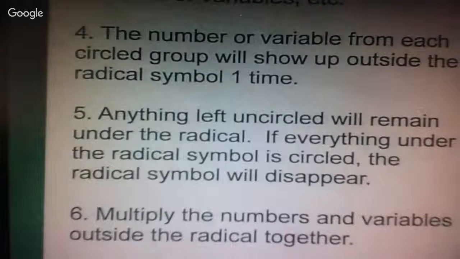Let's do this. Oh, 110. This goes in on 110.